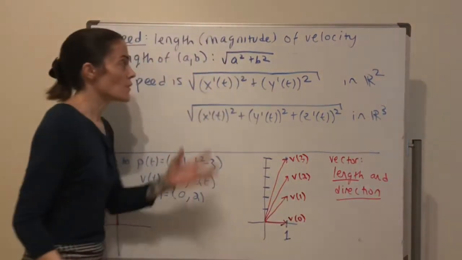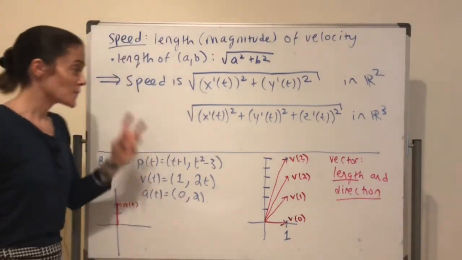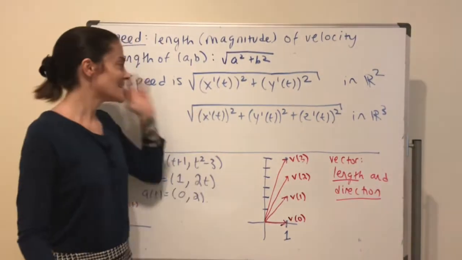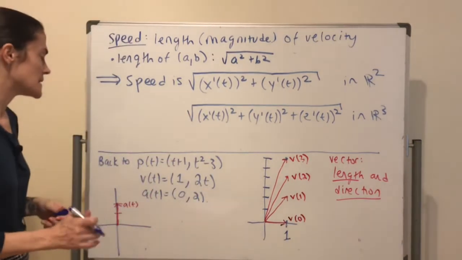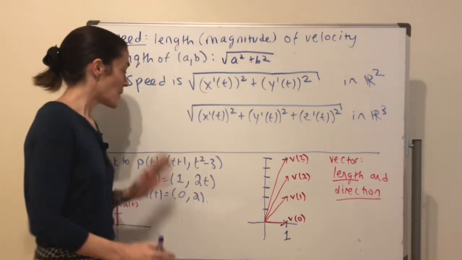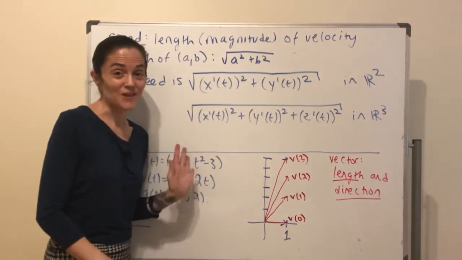Okay, so it's just the length of the velocity vector. We take the derivative of position and then we take the length. Now, we'll continue with this example a little more.